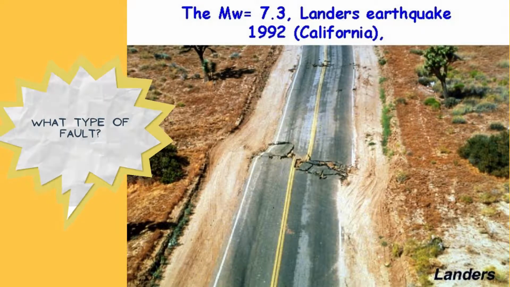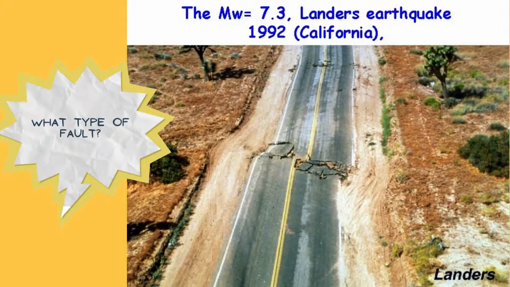Well, if you answered strike slip fault, you are correct, as there is only side by side movement of two layers of rocks here. How about this one?